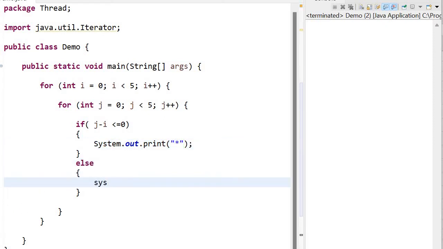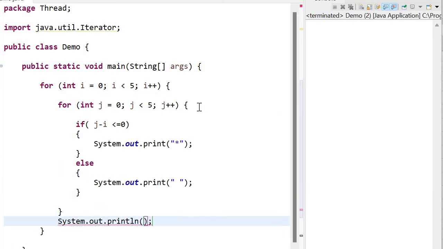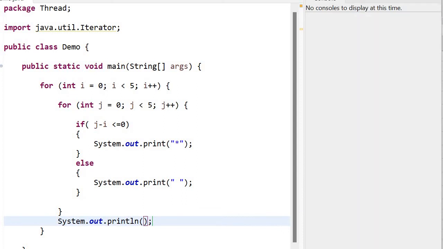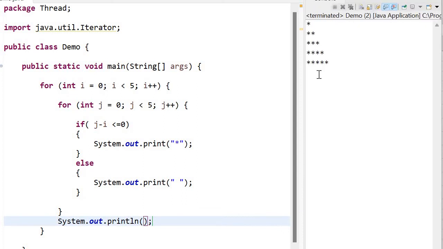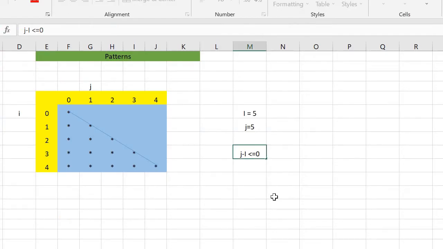Else, I will be printing the space. After the for loop, I will be printing a new line. Let me just show you. That's correct. Well, how does this work actually? Let us get to the example.